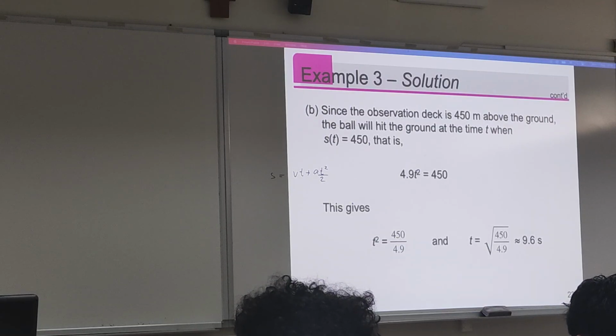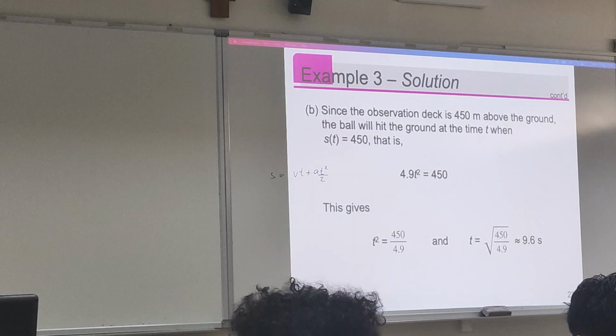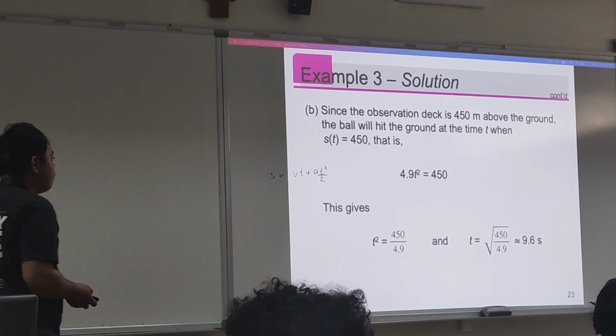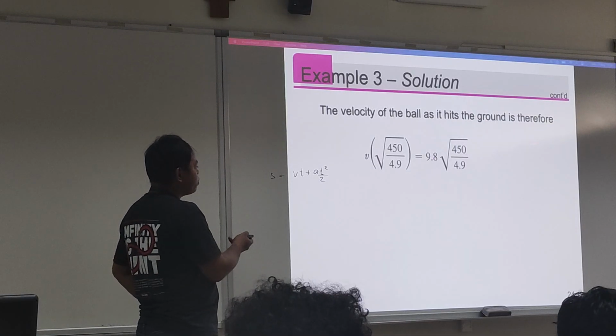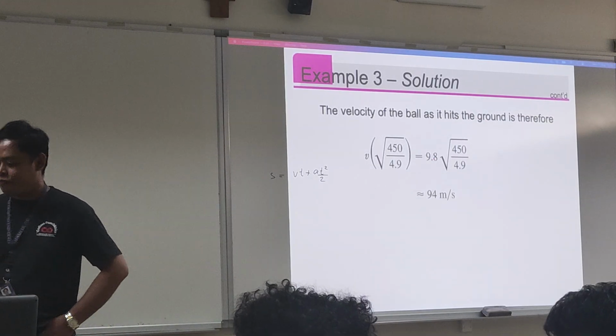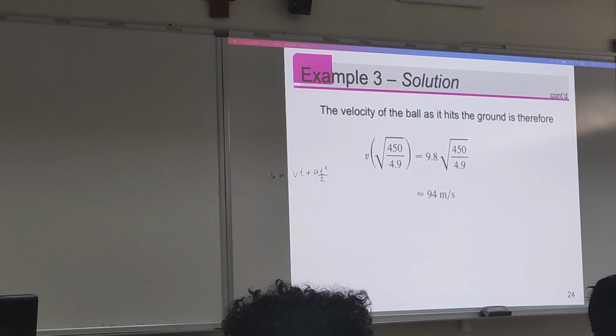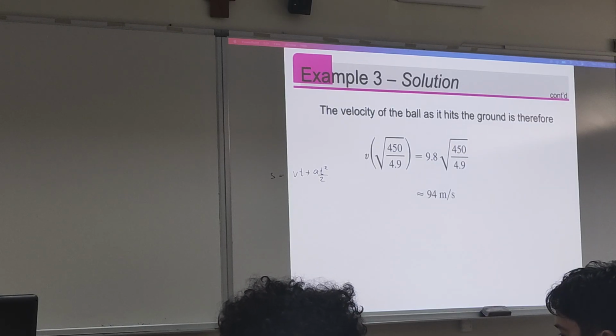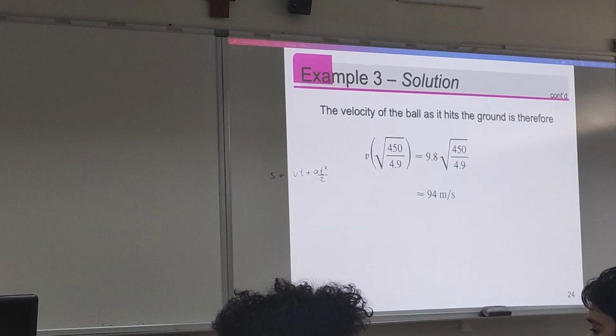So that is our time t, no? So we're not yet done. So using that value in our v of t now, that will give you this one, and this will be your final answer, 94 meters per second. Okay, any questions for this one? So this is the application when we talk about velocities.